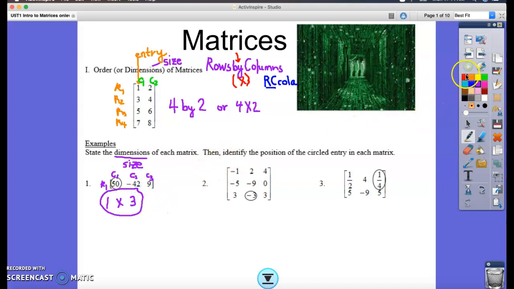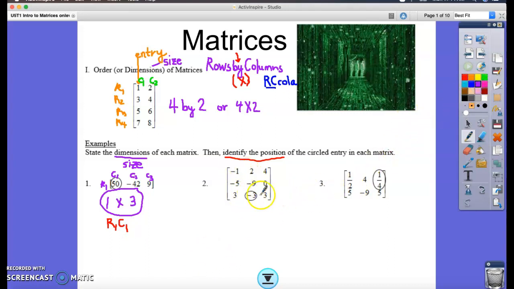Now, the second part of this answer asks me to identify the position. So the position would be, tell me what row and what column it's in. So I need to do this notation a little bit differently. I'm not going to put an X in between it because then it would talk about the size of the entire matrix. If I'm talking about entry 50 here, it is in row 1 and column 1. So I'm going to put R1, C1. Fantastic. There's your second answer. We're ready to move on.